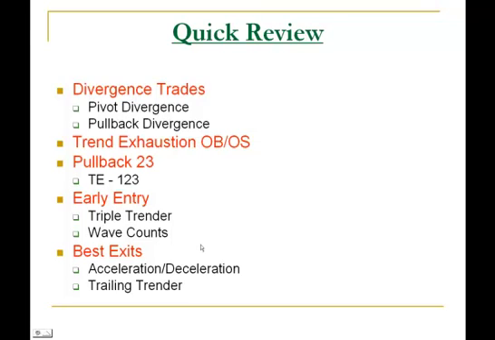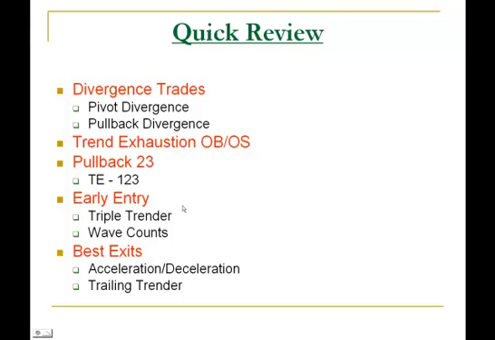So just to review quickly, some of the setups that we've been talking about here this afternoon are pivot divergence setups that look for imminent price reversals, and pullback divergence setups that look for imminent resumptions of a trend. And then we look for trend exhaustion 1, overbought, oversold signals. Those are especially good when combined with the pullback 23, and combined they give us what we call a trend exhaustion 1, 2, 3. The pullback 23 is a good signal for a trending market.